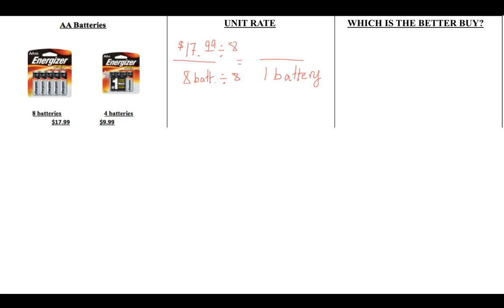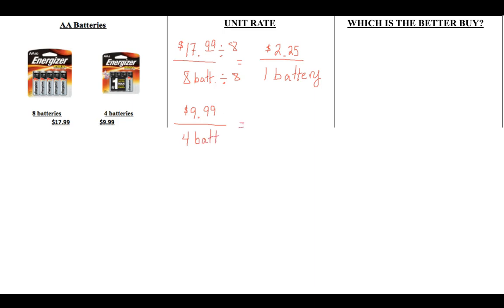And the cost for 1 battery in the 8-pack, we'll do $17.99 divided by 8. And the cost for 1 battery comes out to $2 and roughly about 25 cents. So that's quite a bit of money. $2.25. That's nearly your lunch money just for 1 battery. Well, let's compare that cost with 4 batteries. So I'm going to put my cost for this one as $9.99. I'm going to put that over the 4 batteries that come in that pack.